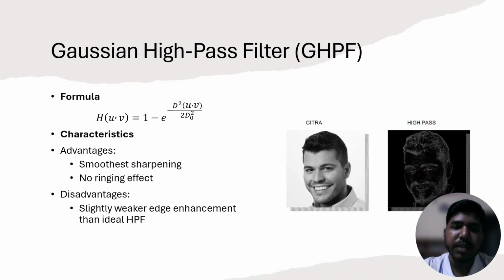The Gaussian high-pass filter also enhances edges. It provides very smooth sharpening and almost no ringing effect. Although the sharpening may be slightly weaker than the ideal filter, the image quality is usually better.